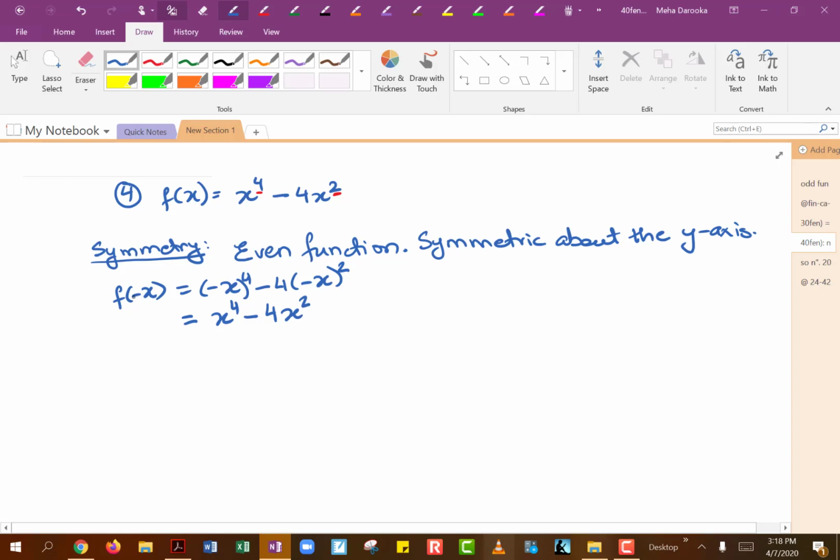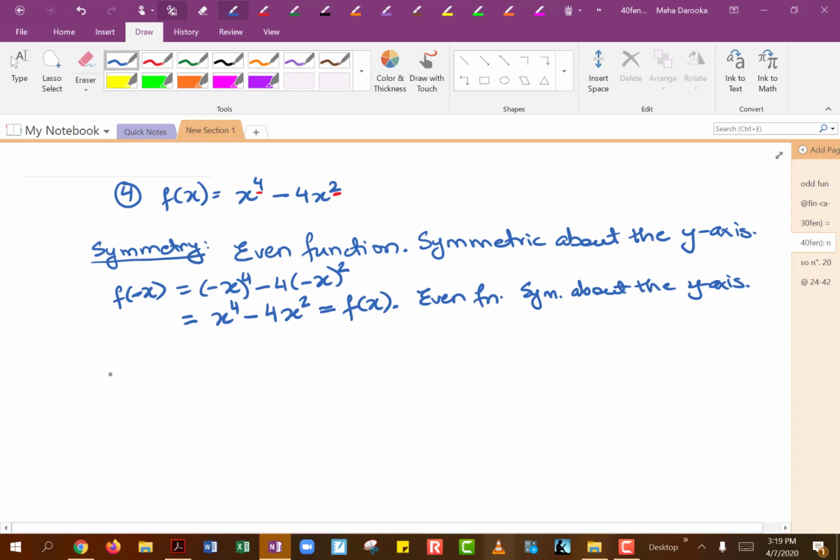So when I put negative x in my function, I still ended up getting the same thing as the original function that I started out with. And when this happens, that also tells us that it's an even function. And even functions, of course, have symmetry about the y-axis. So there's two different ways that you can calculate your symmetry, like we talked about in example 1. Okay, so this was just to show you the second way. So we're done talking about the symmetry.